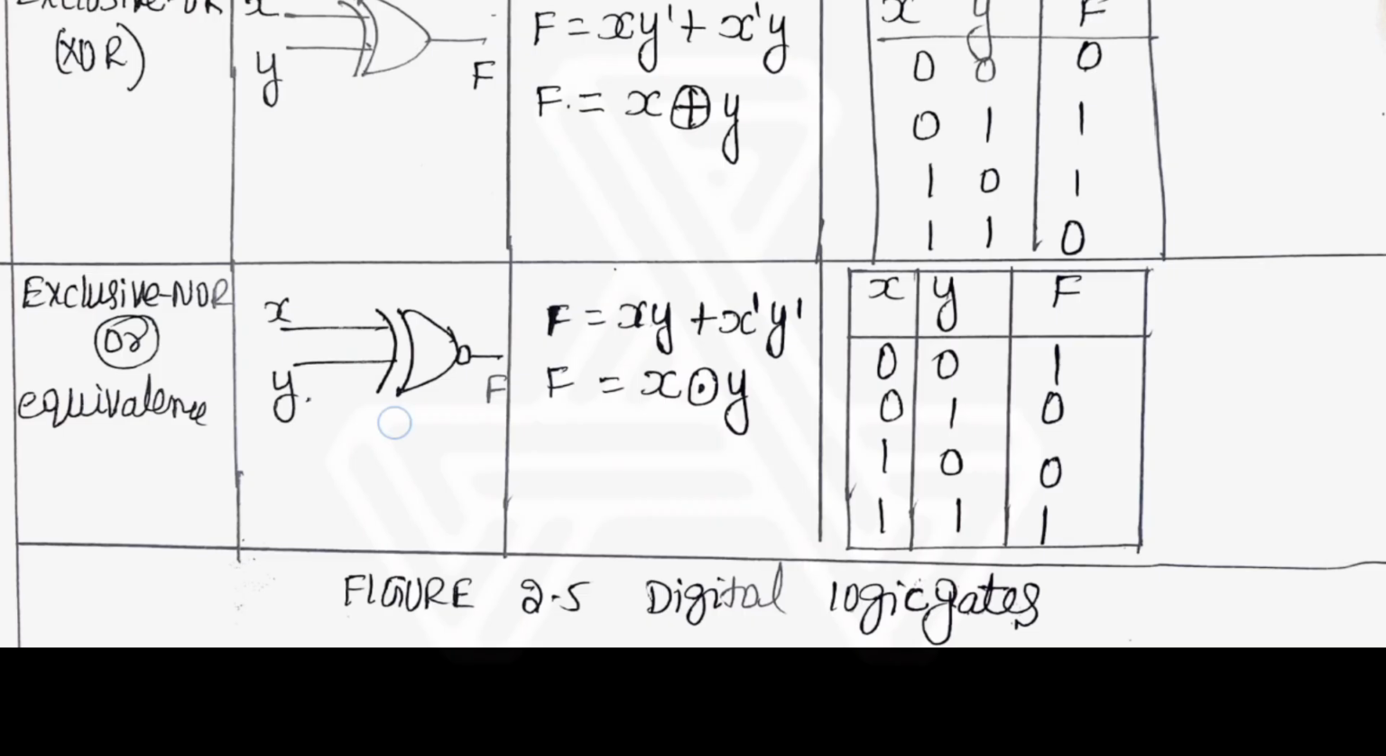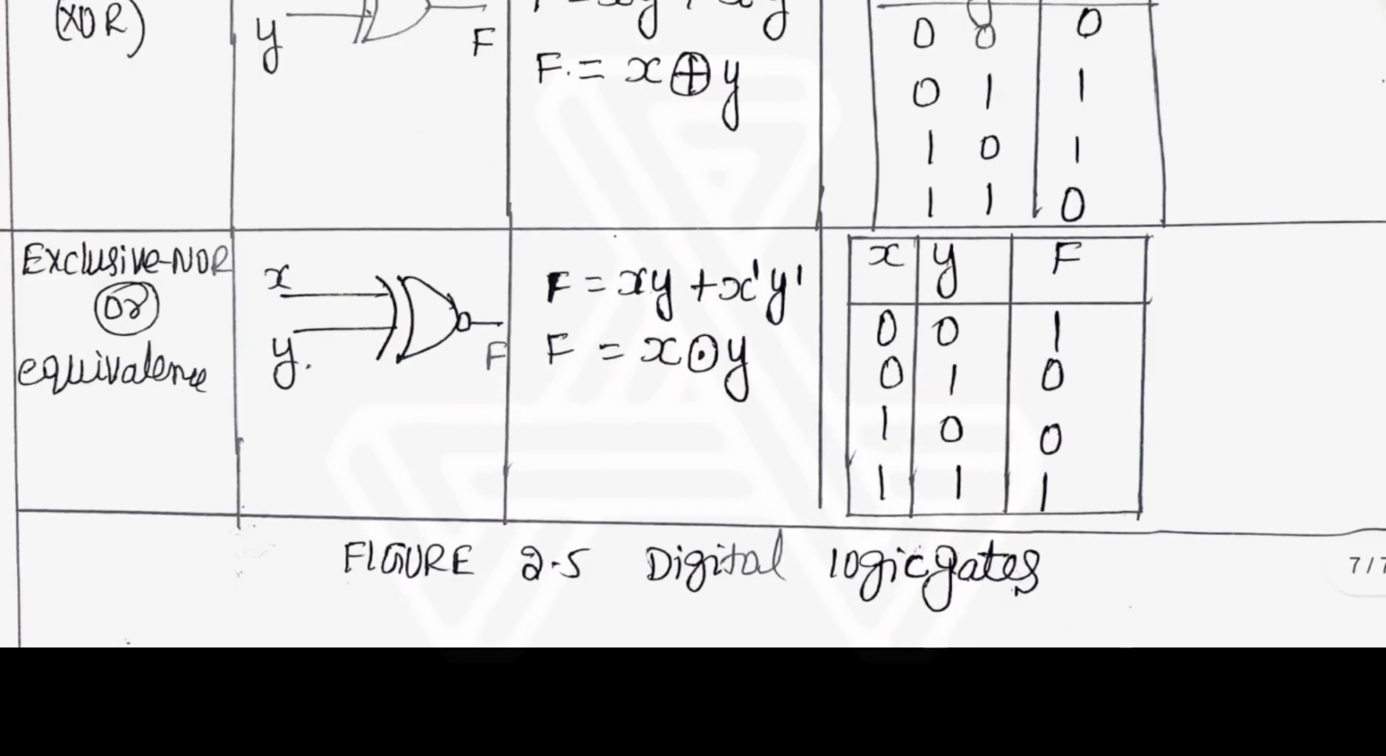Exclusive NOR or XNOR, the equivalence operator, that is xy plus x dash y dash. A circle inside the dot, that is the XNOR operator. XOR operator and XNOR operator: 0 0 is 1, 0 1 is 0, 1 0 is 0, 1 1 is 1. Digital logic gates.